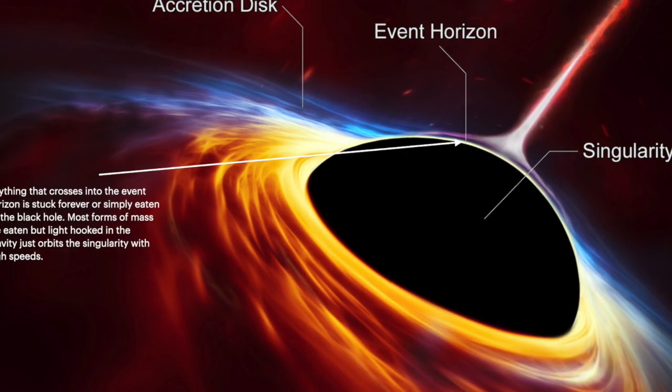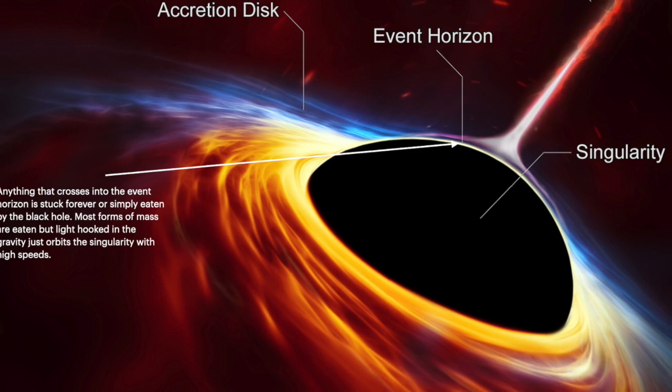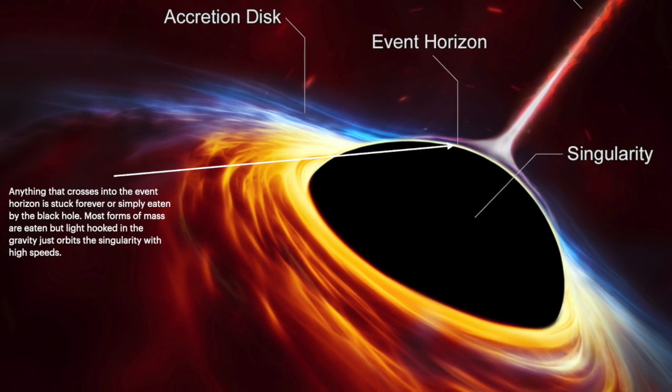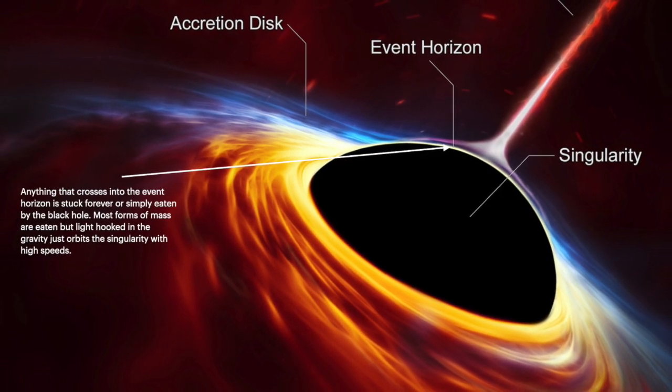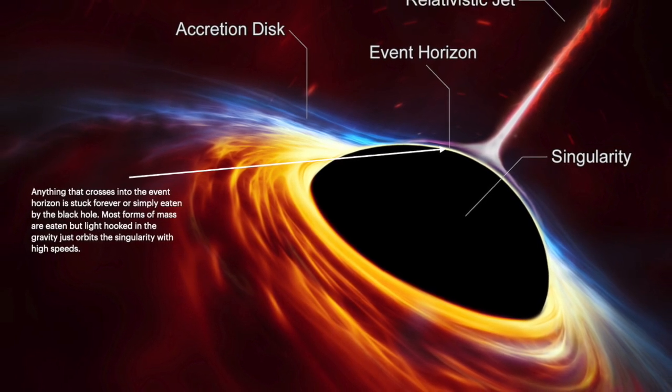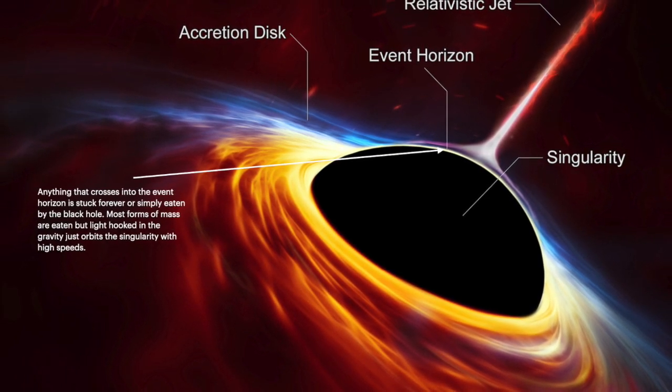Next up, we have the event horizon, which is basically an imaginary orbit line around the singularity. If anything went beyond the event horizon, it would have to go faster than the speed of light to escape the singularity's gravity. This is why the event horizon is also known as the point of no return.